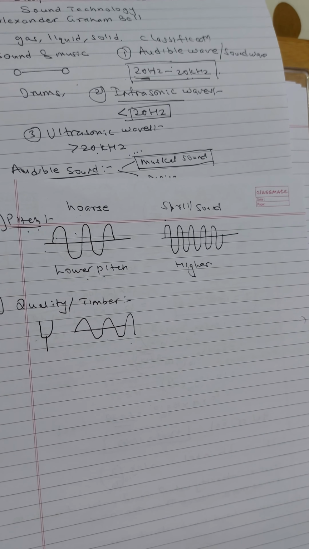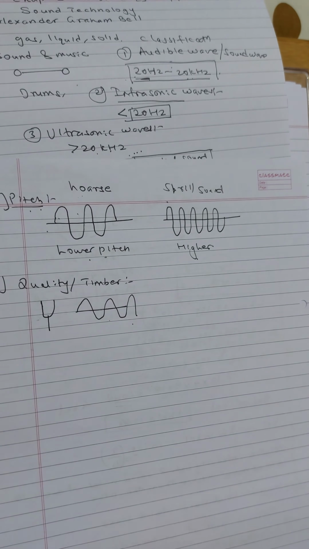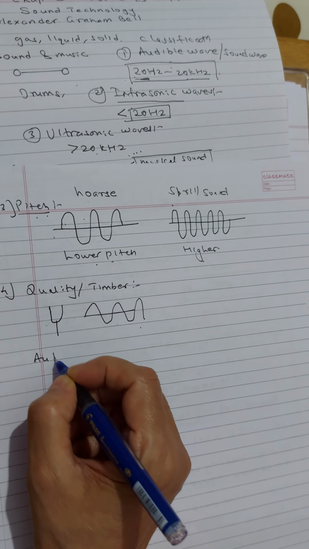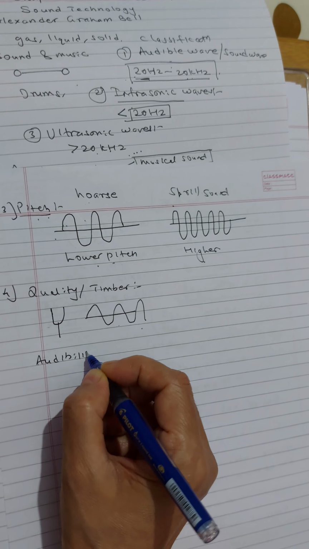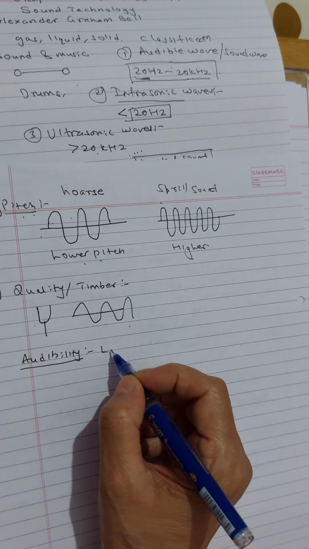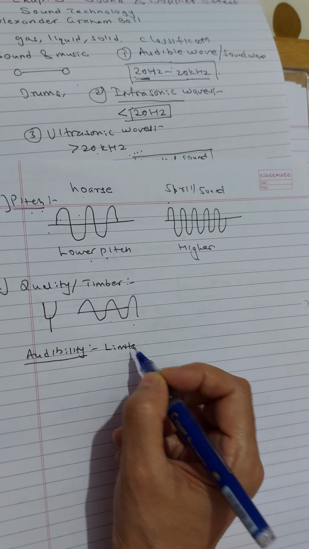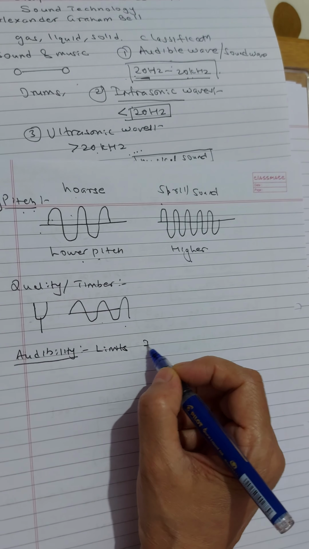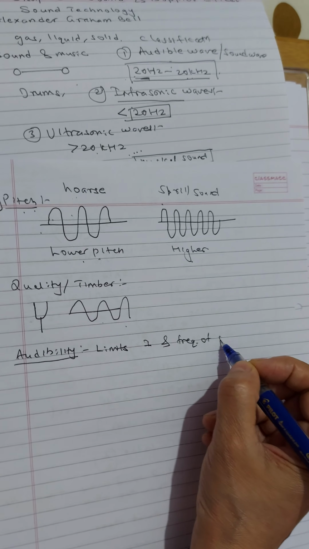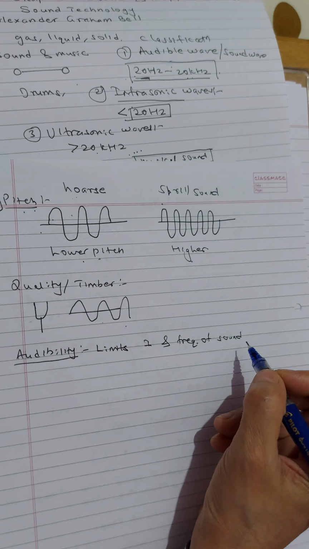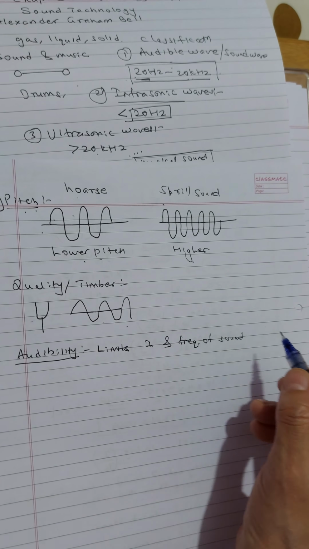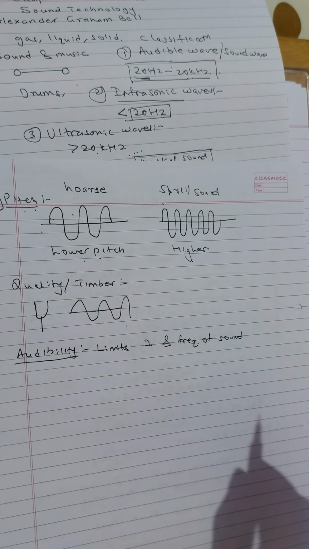Then comes what is called audibility. Now what is audibility? Audibility is the limit. Limits of audibility depend on intensity and the frequency of sound. So in order to hear sound, it must have minimum intensity and frequency. Then we say that something is audible.